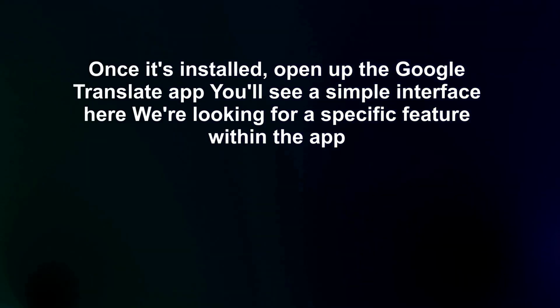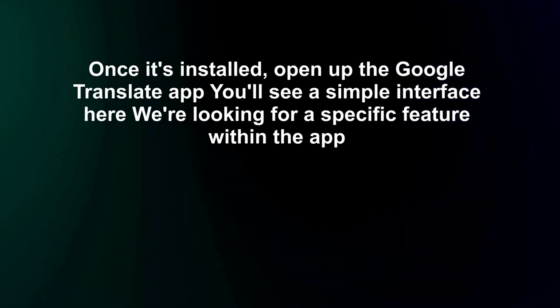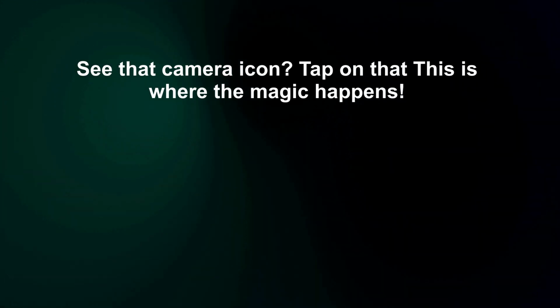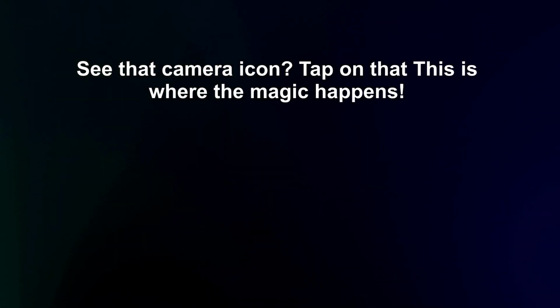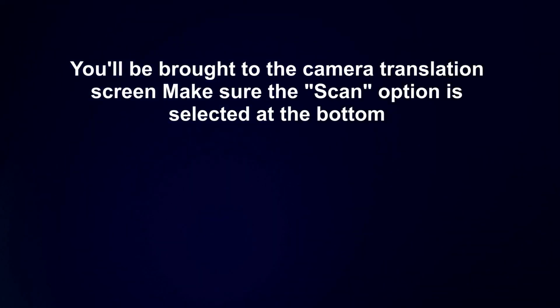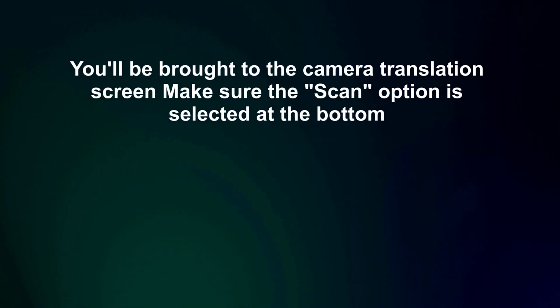Once it's installed, open up the Google Translate app. You'll see a simple interface here. We're looking for a specific feature within the app. See that camera icon? Tap on that. This is where the magic happens. You'll be brought to the camera translation screen. Make sure the scan option is selected at the bottom.